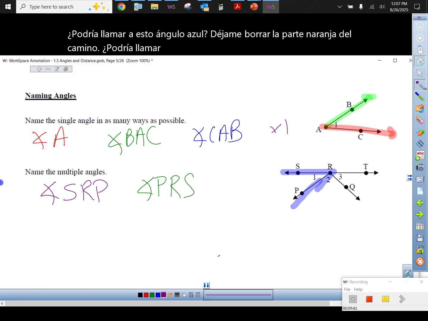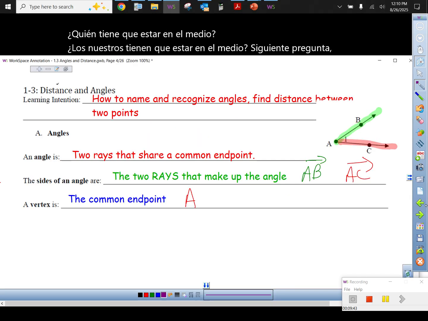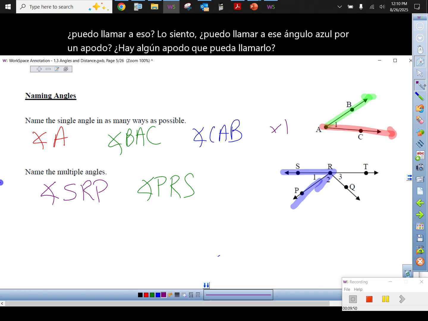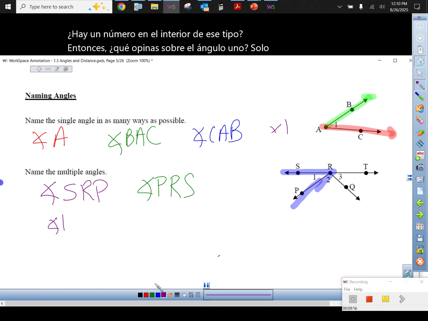Next question. Can I call that blue angle by a nickname? Is there a nickname I could call him? Is there a number on the inside of that guy? So what do you think about angle 1? Just watch for a second. What if I shade in angle 1? Is that still the same thing that I'm talking about, even though it is a multiple angle? There's only one angle 1. Are you with me on that? So yes, the only thing you really can't call him is angle R. How do you feel about that?